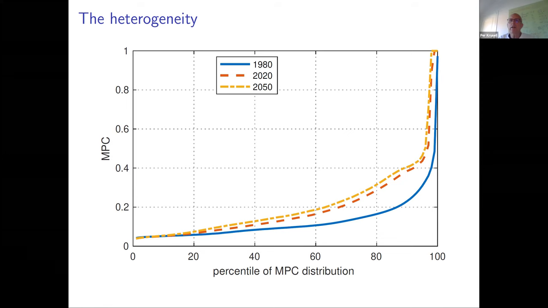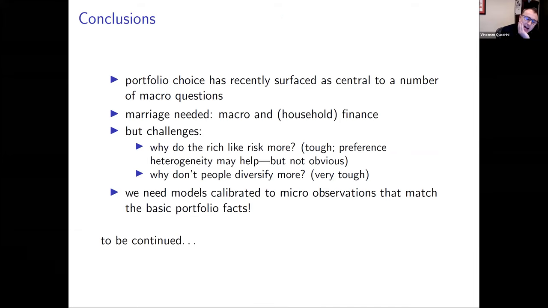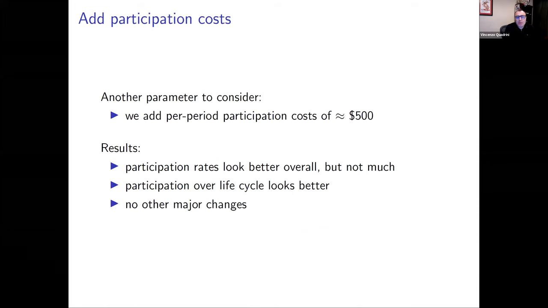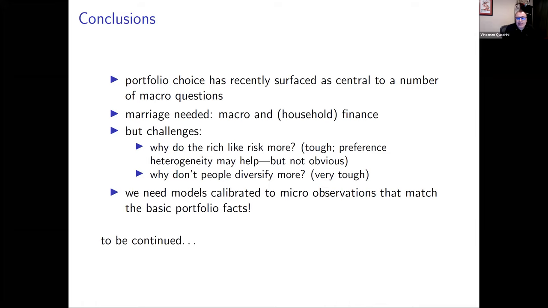Okay. Vincenzo. Yes. So I would like to point out that the way we bring these models to the data is very informative, which ultimately is just a cross-sectional analysis. So you look at, for instance, the portfolio compositions of low wealth individuals and very rich.